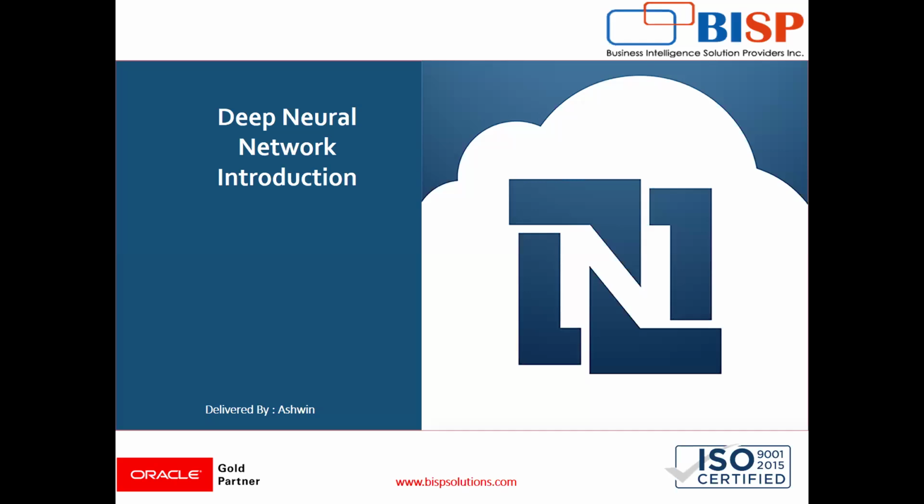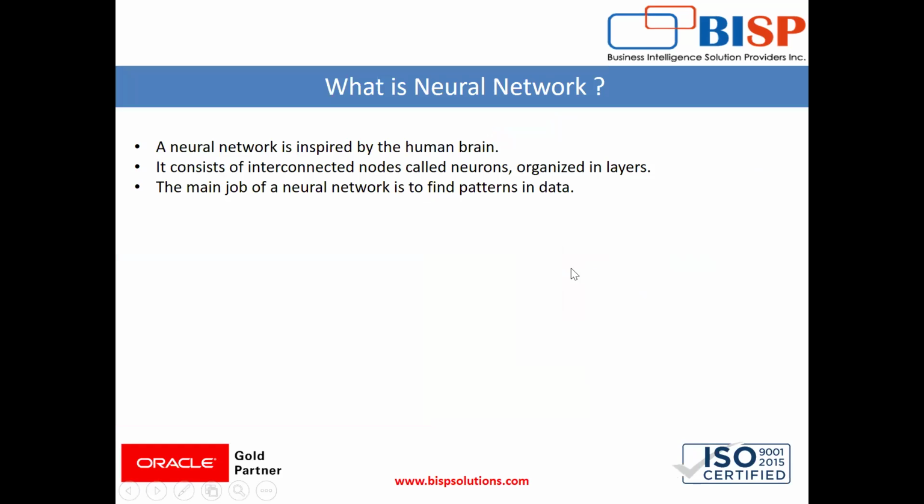Now today in this video I am going to show you a deep neural network introduction. Now see, what is a deep neural network? A deep neural network means it's a combination of different neural networks. Now what is a neural network? A neural network is inspired by the human brain. It consists of interconnected nodes called neurons, right? And the main job of a neural network is to find the patterns in data, right? So that's called the working of the human brain.